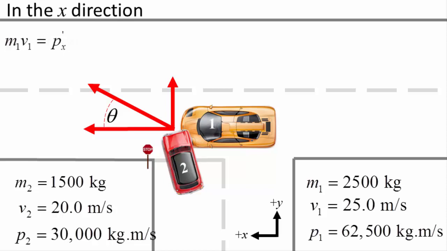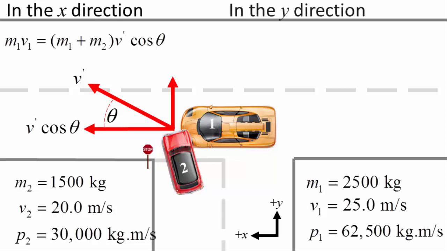The final momentum will be the combined mass of the two cars as they are stuck together, multiplied by the x component of the final velocity. Of course, the x component of the final velocity is v prime times the cosine of theta. In this equation, we know the masses of the two cars and the initial velocity of Car 1, but we don't know the final velocity or the angle, so we can't proceed as there are two unknown parameters in this equation.